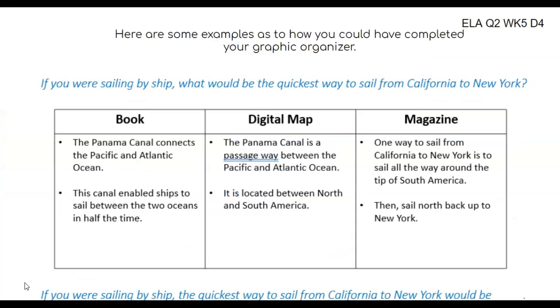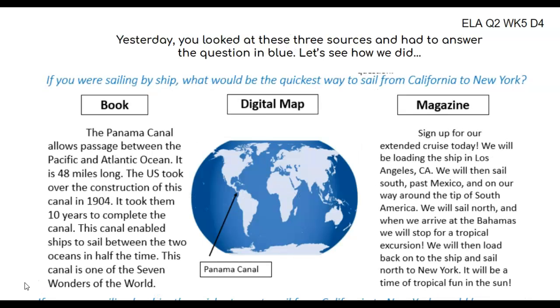And so with the digital map, even though it doesn't say this, you can interpret from the picture that the Panama Canal is that little passageway between the Pacific and Atlantic Ocean. And it's located between North and South America. You could see the picture, and you should have some background information from our social studies unit. You could see North America and South America and this small little passage here. And so once again, that helps us understand, okay, that's better than going all the way around here.